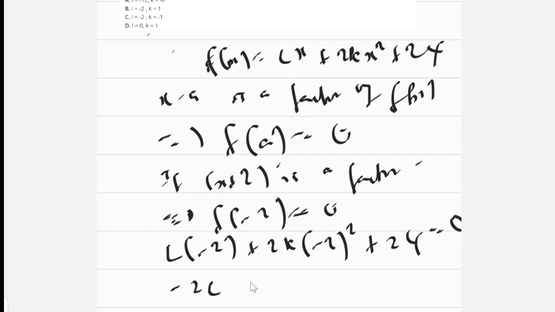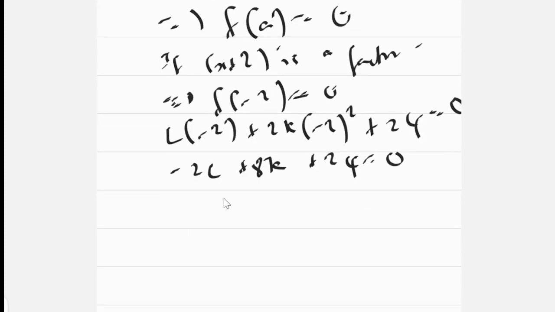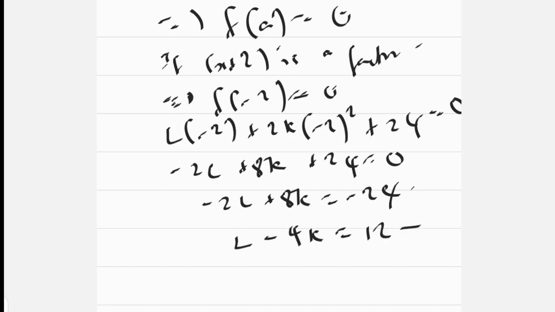And you have minus 2L. This is 4 plus 8k. 4 times 2 is 8, right? Plus 24 is equal to 0. Let me do this: minus 2L plus 8k is equal to minus 24. You can divide through by minus 2. This will be L minus 4k is equal to 12. You can call this equation 1.